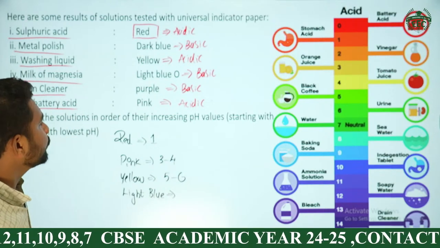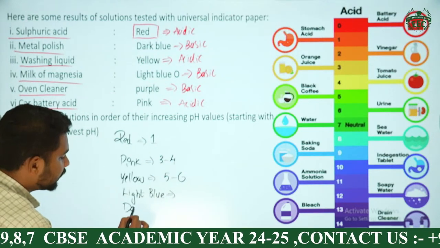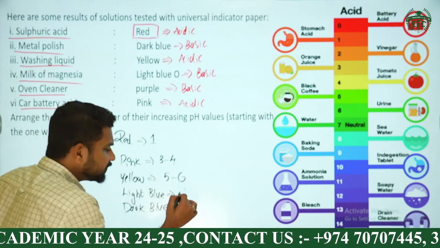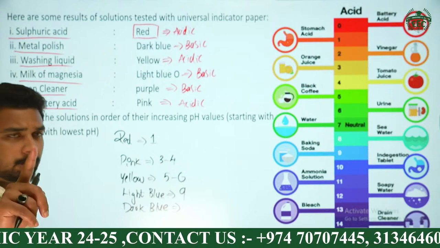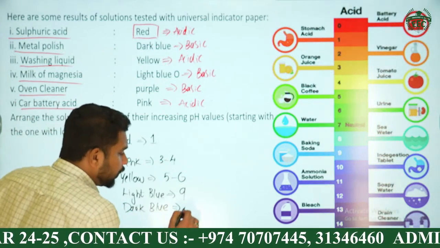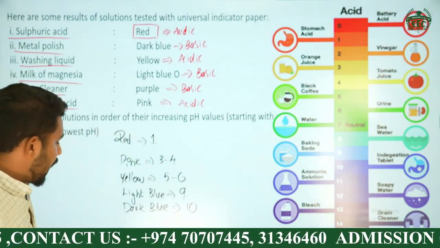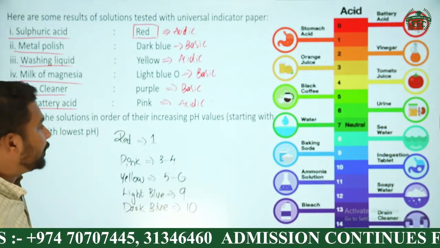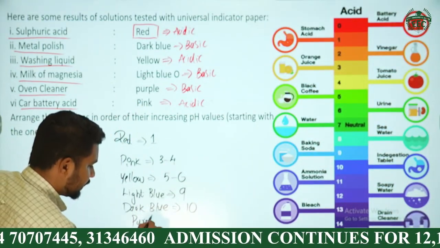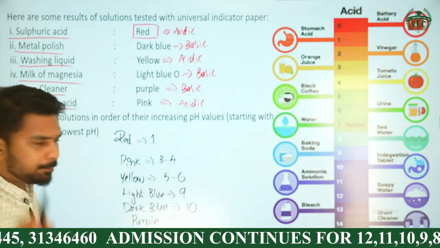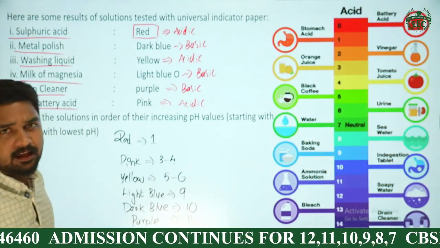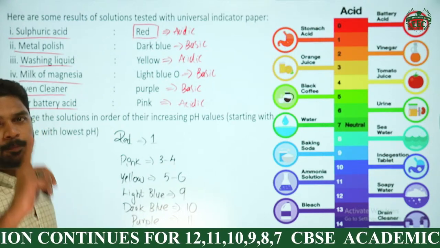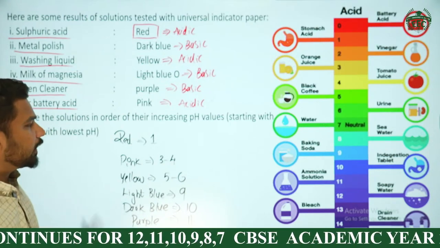Then there is light blue and also dark blue. Light blue will be pH value 9, and for dark blue, the pH value will be 10. There is one more color, that is purple color, and for purple color the pH value will be 11. Now you know the colors of pH paper and their corresponding pH value, right? Then you can arrange it.